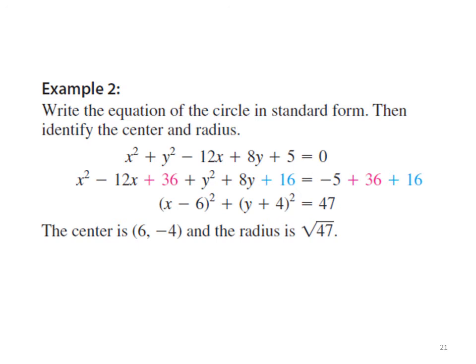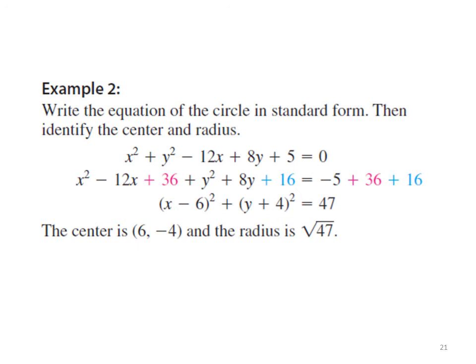Start now by completing the square. For x, take minus 12 divided by 2, you get minus 6. Multiply minus 6 by itself, you get 36. So you have to add 36. To complete the square in y, take the coefficient of 8y, and take 8 divided by 2, you get 4. Square that, you get 16, so add 16. Now you added 36 and also added 16 to the left hand side, so you have to do the same thing to the right hand side. The right hand side now becomes minus 5 plus 36 plus 16.